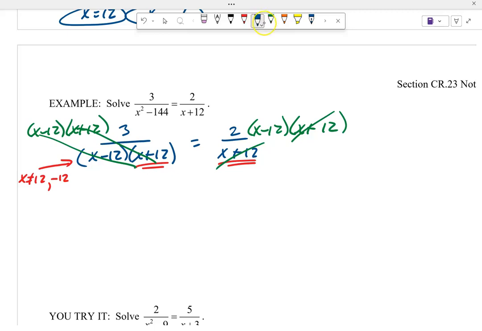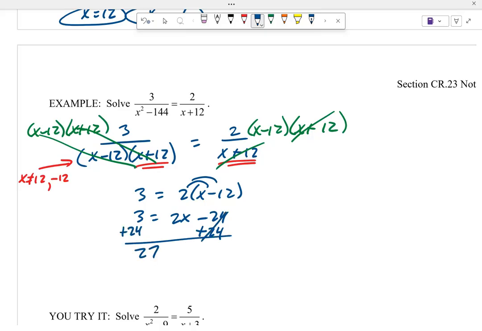And so we've just got a 3 on the left equals 2 times x minus 12 on the right. So I got 3 equals 2x minus 24. I'm going to go ahead and solve by adding 24 to both sides here. So I got 27 equals 2x, and I'm going to divide by 2. So 27 over 2, and that's fine. As long as it wasn't 12 or negative 12, I was okay with this one.